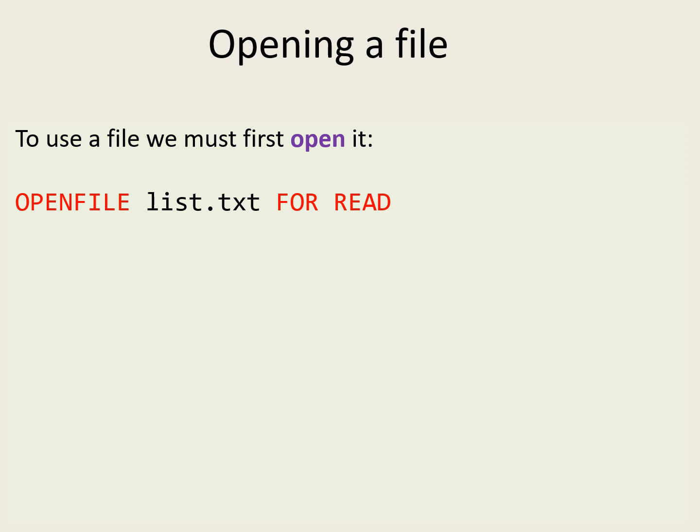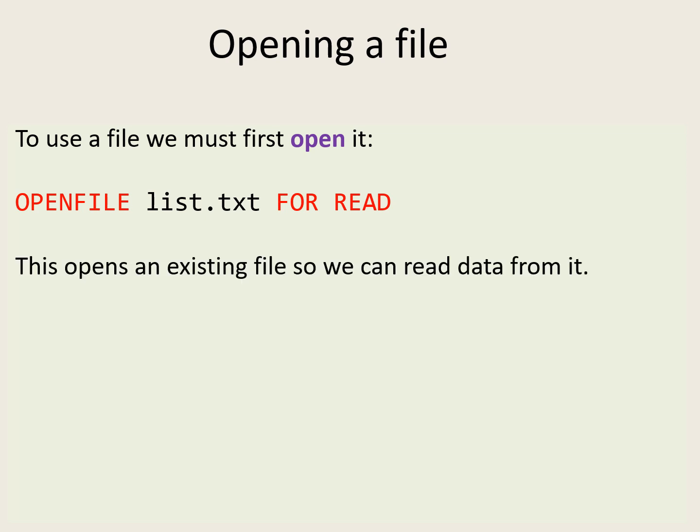So the first one we've got here is open file, pseudocode. The name of the file, so it's list.txt. The .txt is really important. In this case, it tells us we're opening a text file, and it's important in the exam that you do put that, otherwise it will cost you a mark. So open file, list.txt for read. This opens an existing file so we can read data from it.